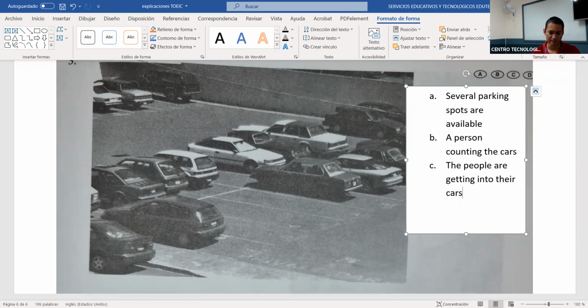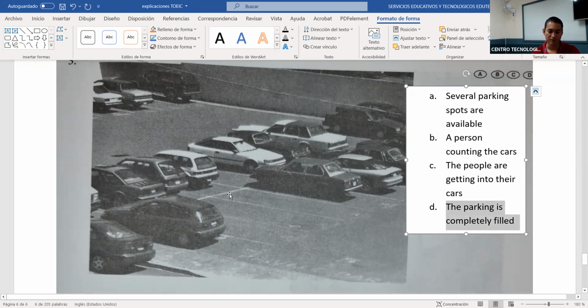And let's hear next one. D. The parking lot is completely filled. Okay, no, that's wrong. So you see some parking spots empty and they're available. So the best choice here is A.